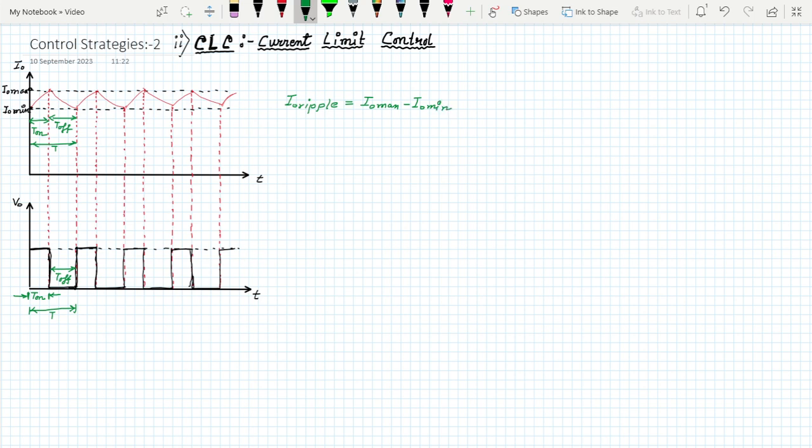Okay, so I want to reduce ripple. That means you want to reduce this value. That means the switching frequency, that is the frequency of the switch, will be high. So if we want to get less ripple, that is the value of this I0 max minus I0 min, we want to get a reduced value. That means if we want less ripple, then the switching frequency will be more, and if we increase the switching frequency, it will create loss. Which losses? Switching loss.